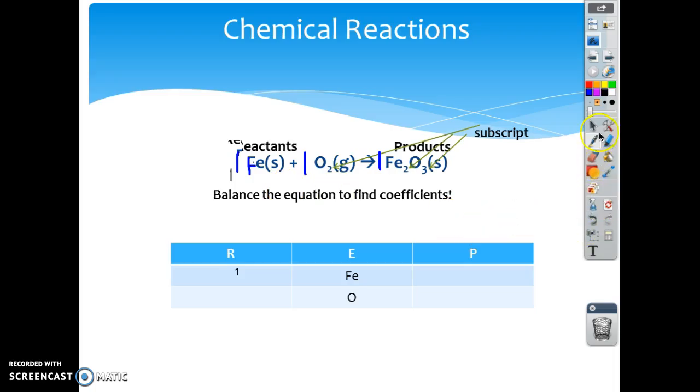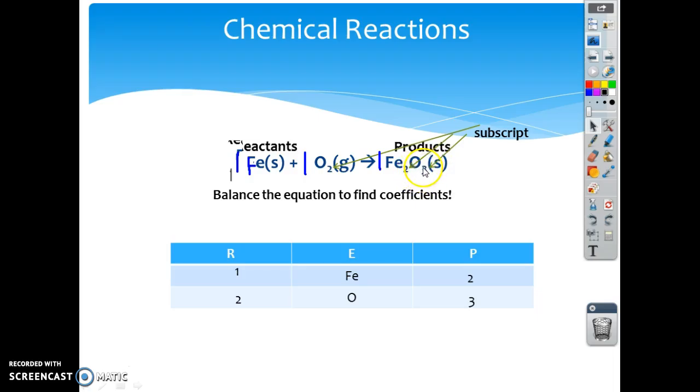So we have 1 iron. How many oxygens do we have over here? 2. On the right side, we have 2 irons and 3 oxygens. This is a great example because can we ever make this 3 by changing what's in front of it? We can't, because it multiplies, and we can't change that into a 3. So the first thing you want to do is go ahead and double that odd number.